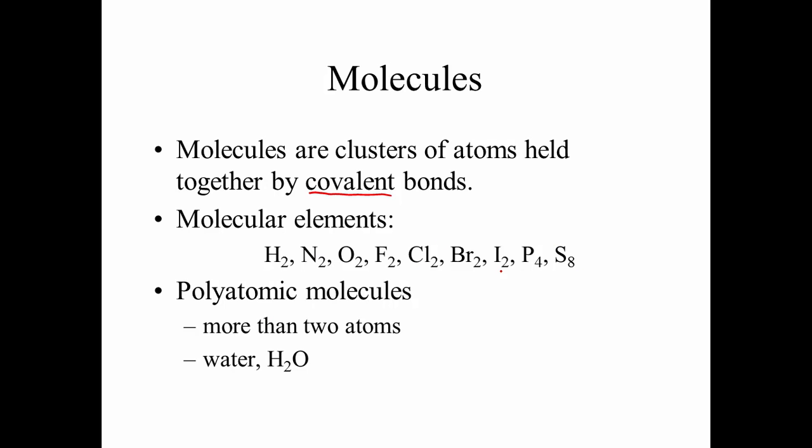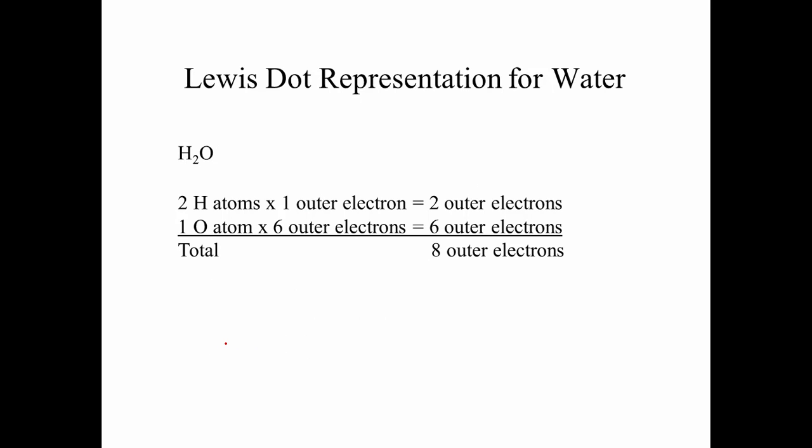And later in the semester, when we review the main group element chemistry, we will see the molecules of sulfur, for example, that exist in solid sulfur crystals. And then there's also molecules made up of more than one type of atom, and more than 2 atoms would be called a polyatomic molecule, and water is an example of that, with the most famous chemical formula, H2O. So let's review how we can understand the bonding of water using the Lewis dot representation.